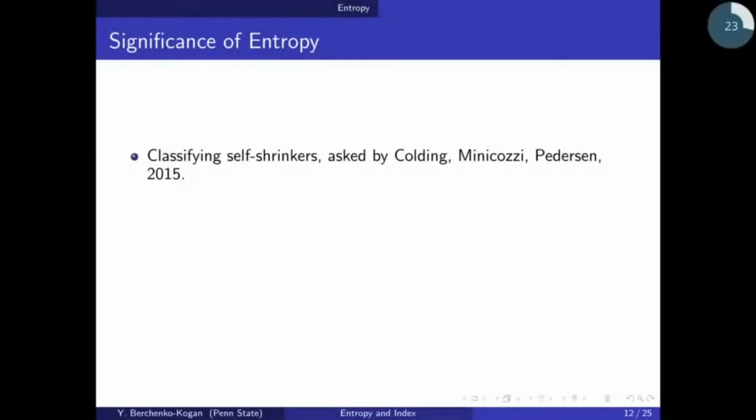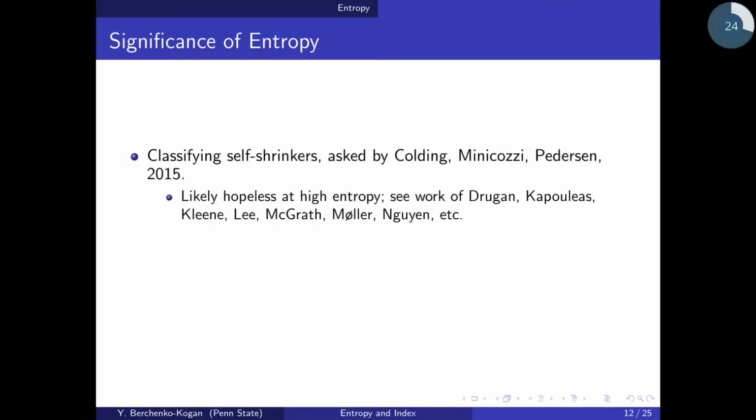I want to say a little bit more about why we care about entropy. So entropy has implications for classifying self-shrinkers. It's a question asked by Colding, Ilmanen, Minicozzi, and White, and the idea is that classifying self-shrinkers is likely to be hopeless at high entropy. So I already mentioned that there are a lot of self-shrinkers that were discovered after the Angenent torus. Some of them are infinite families of self-shrinkers. So the idea is that if you allow the entropy to be high, then there are lots and lots of examples, and there's really not any hope of having any sort of classification.